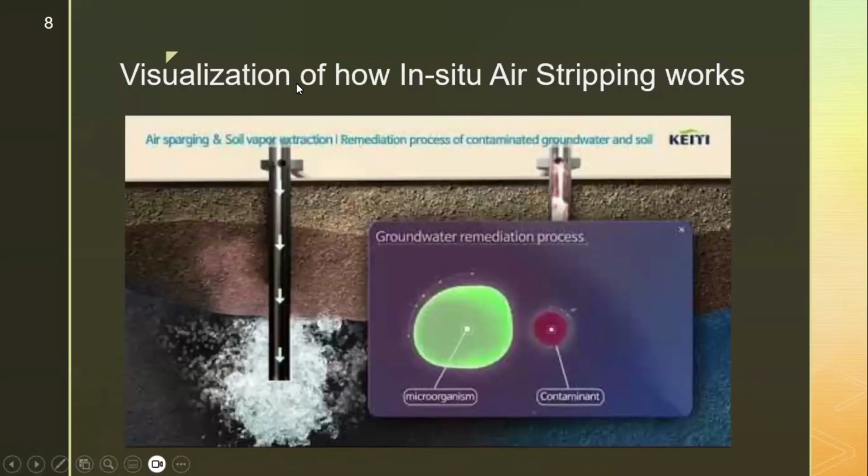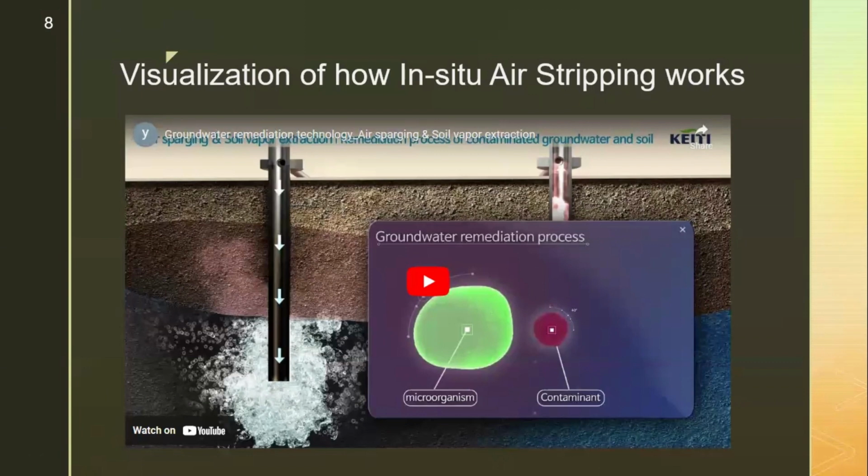This video is a visual representation of how in situ air stripping works.